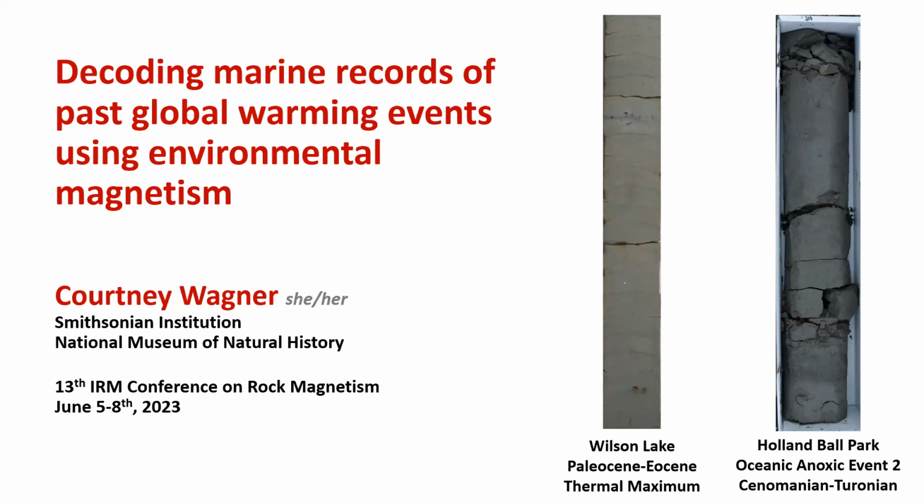I'm excited to share with you today how we can use environmental magnetism to decode past records of global warming events in marine sediment cores and start to answer questions about how these events affect changes in the environment, including changes in the iron cycle. And I'm going to show you two examples from two marine sediment cores.